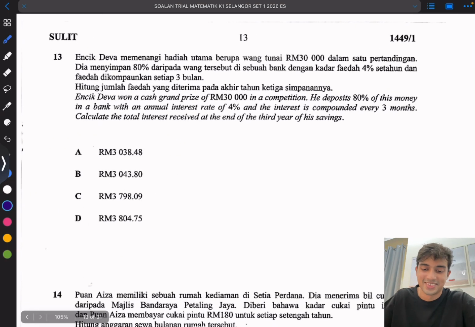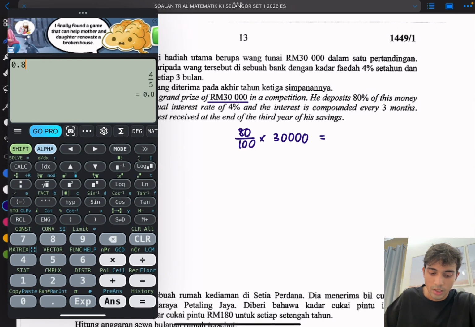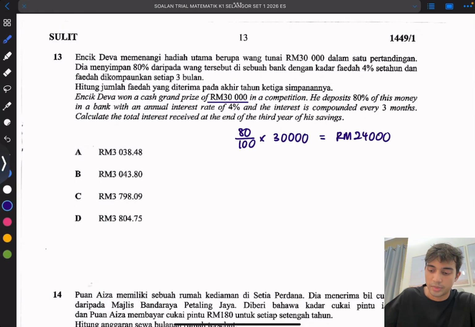Okay. Question 3. Inche Deva won a cash prize of 30,000 in a competition. He deposits 80% of his money in a bank with an annual interest of 4%. Okay. So he won 30,000. He takes 80% of it and puts it in a bank. So he is putting 80% times 30,000, which is 24,000. Okay, this much is going into the bank lah.